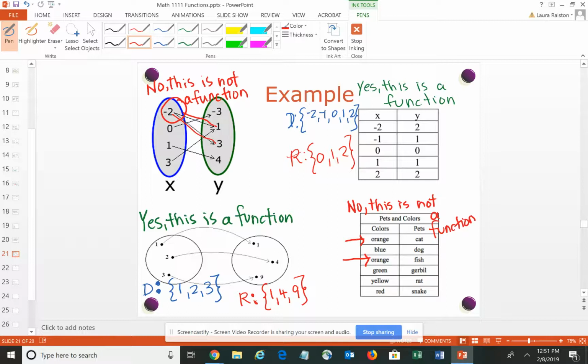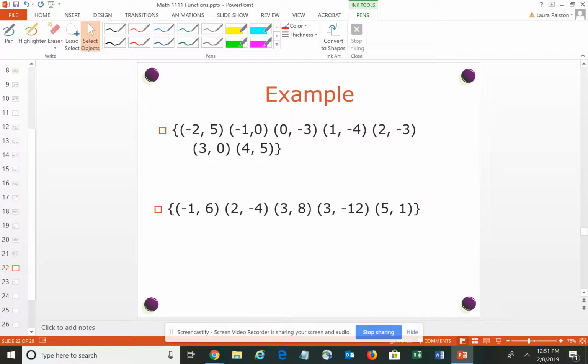Okay, moving on. Here's an example where you have ordered pairs instead of tables. With ordered pairs, again, you want to look at it, and I can look at all my inputs. So I have -2. Let's see what I've got. I've got -2 paired with 5, -1 with 0, 0 with -3, 1 with -4, 2 with -3, 3 with 0, and 4 with 5.